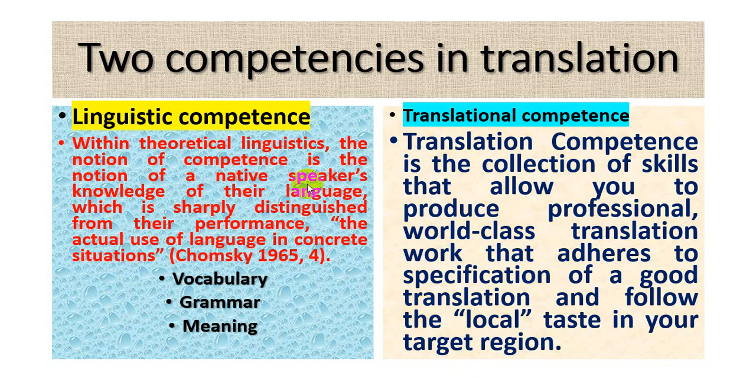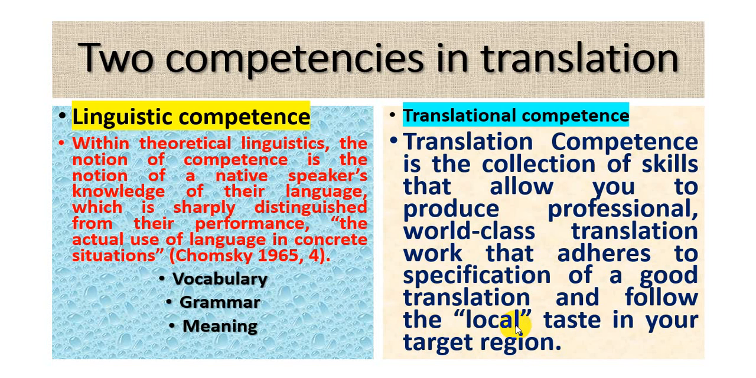For example, here, when we said we have some characteristics of a good translation, we said your translation must be informative, must be accurate, must be natural. So how can I make my translation natural? By acquiring some translational competence skills that will make my translation professional and world class, and most importantly suitable to the specification. And this is what I mean by local taste.